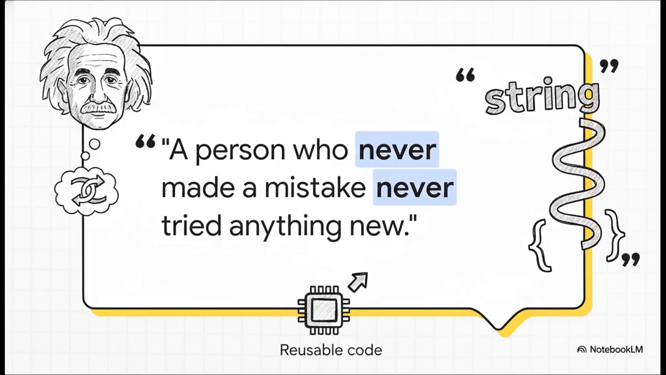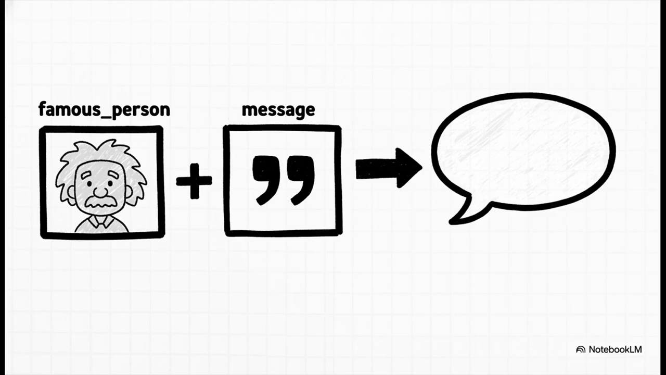Now, let's take that same idea and apply it to something else. Here, we have a famous quote from Albert Einstein. We can use the exact same technique, the very same one, to store both the quote and the person who said it. This keeps our code really clean and super reusable. And this just brilliantly shows off the power of variables.